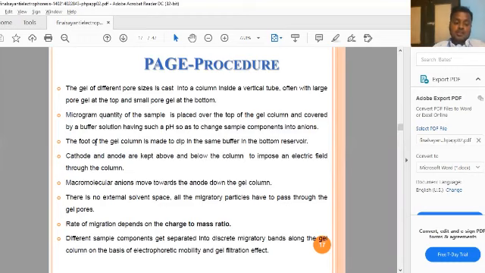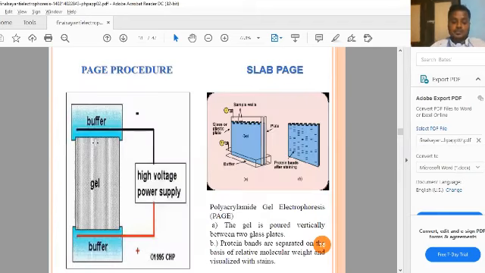The samples move from the top to the bottom side. The migrating particles have to pass through the gel pores, and it depends upon the charge to mass ratio. The different sample compounds get separated into discrete migrating bands along the gel column on the basis of electrical mobility and the gel filtration effect.